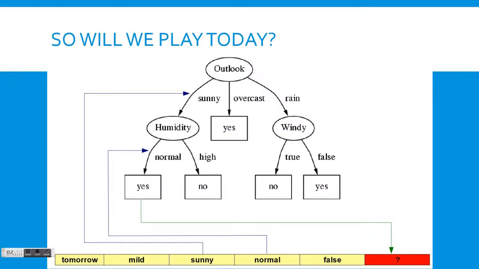So the final decision tree after applying the relevant algorithms is shown here. And as you can see, Outlook is chosen as a root. And please look at the final result. If you observe, the final result is going to be yes, which means that tomorrow I will be playing.